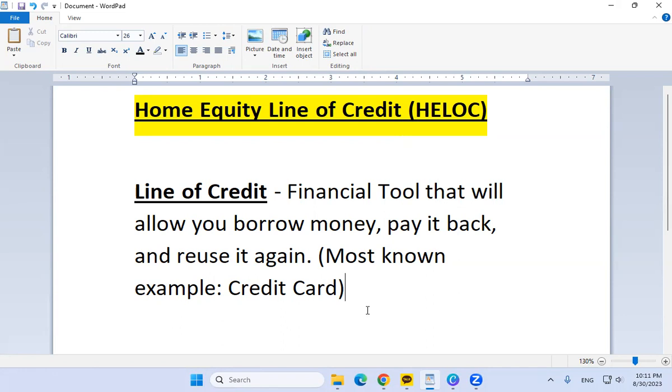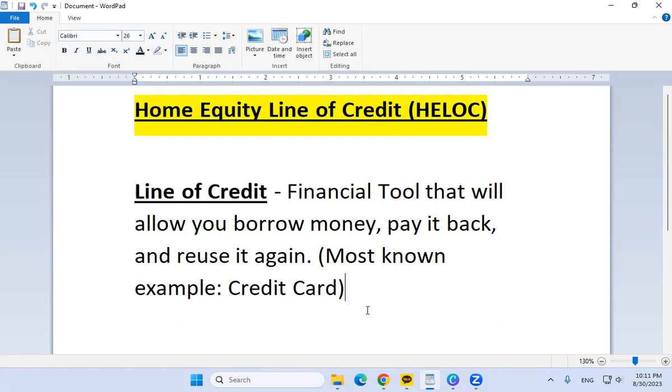Now, if you have no idea what velocity banking is, I would recommend that you go ahead and click the link down below to Velocity Banking 101. It'll give you a great foundation of what it's about, and then you can come back here to figure out one of the main tools that we use for velocity banking.